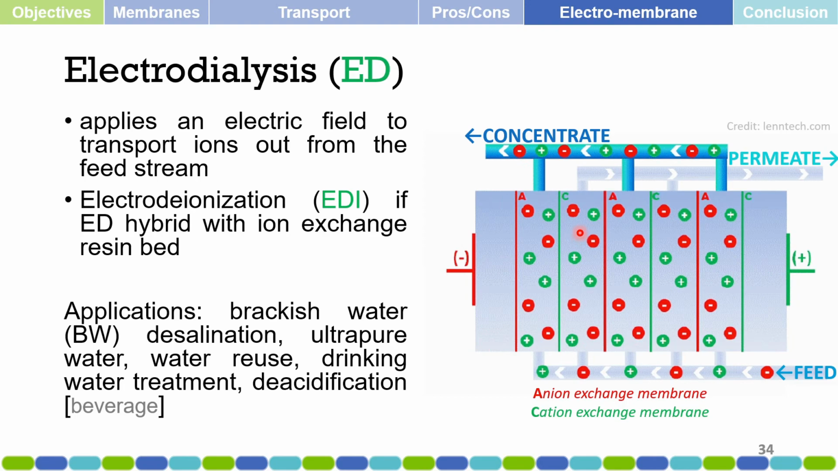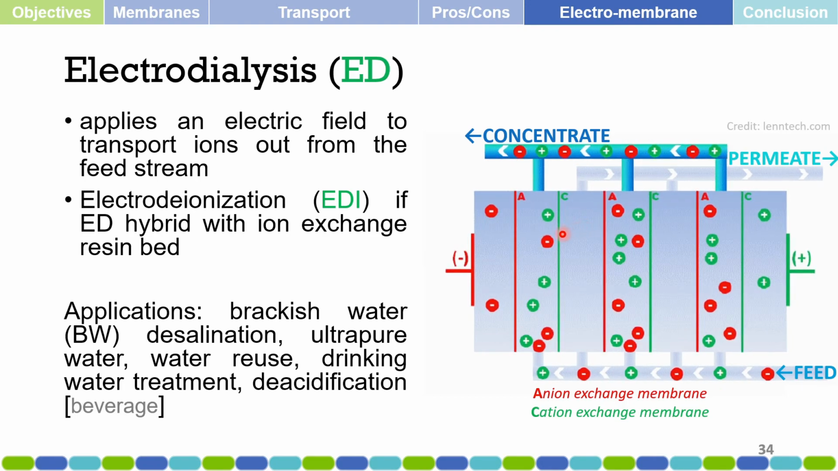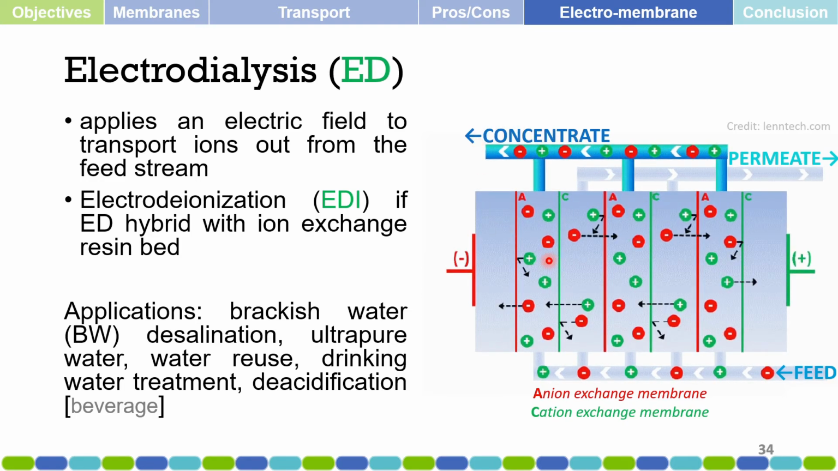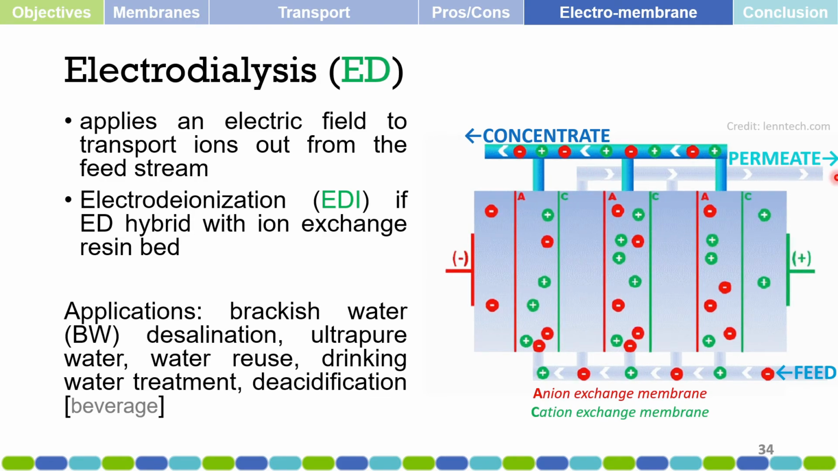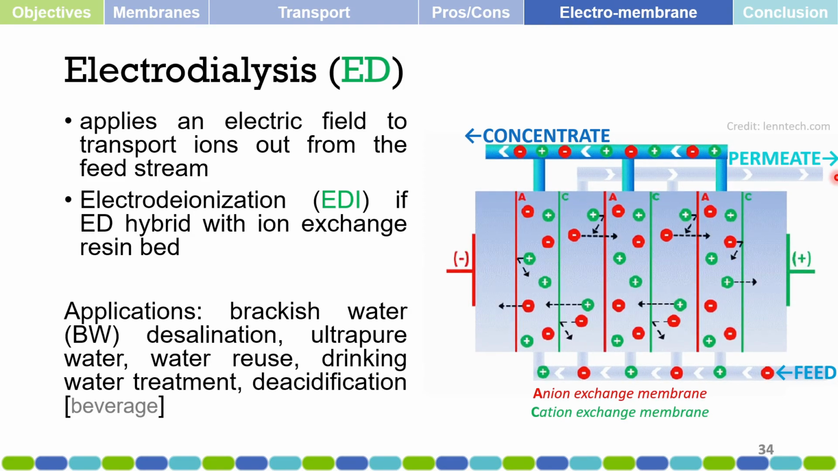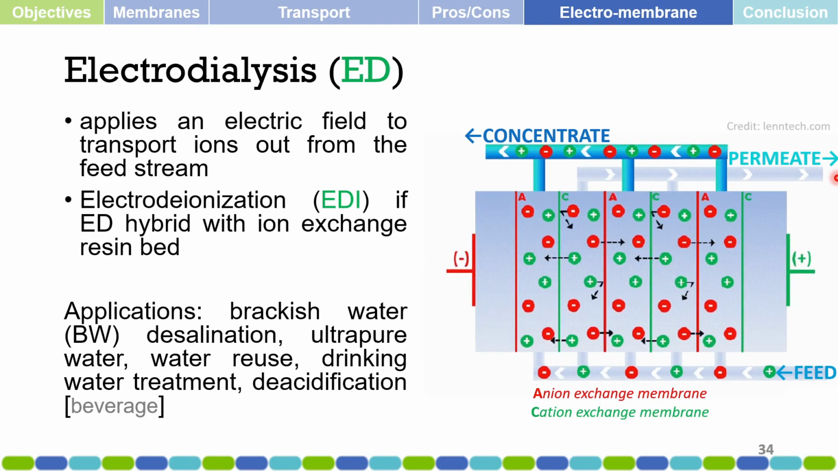So you have this feed with the ions goes through the cation or anion exchange membranes, and then they go out into the concentrate, and then the feed stream, which is removed of ions, will now be the permeate, which has fewer ions and is much more pure water.